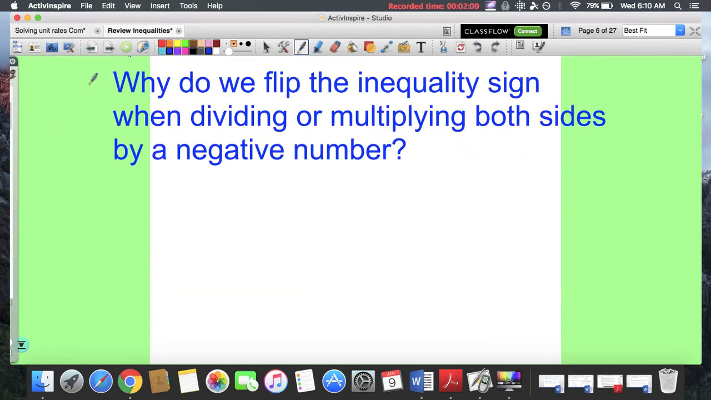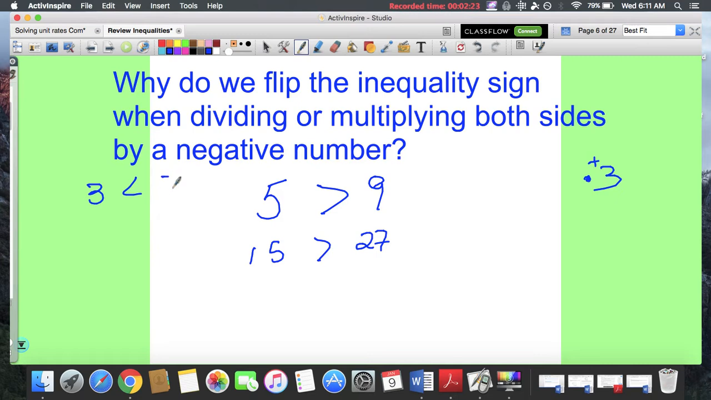Why do we flip the inequality sign when dividing, multiplying both sides by numbers? So let's think about this inequality for a second. Let's multiply both sides by 3. Positive 3, by the way. Let me put a plus sign over here. So if I multiply both sides by 3, I get 15. And on this side, I get 27. Did anything change? No.